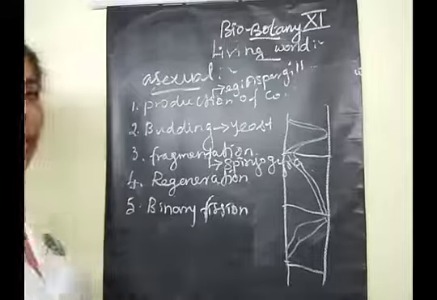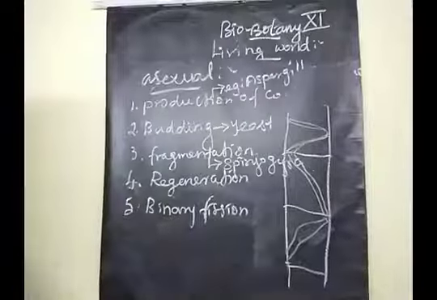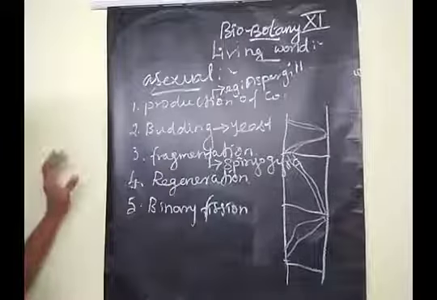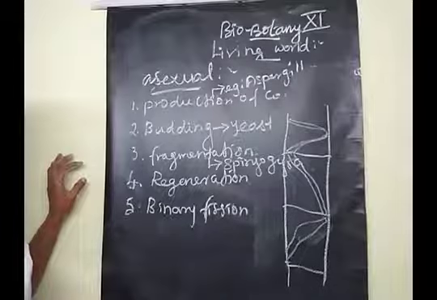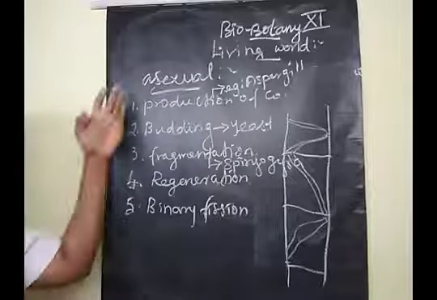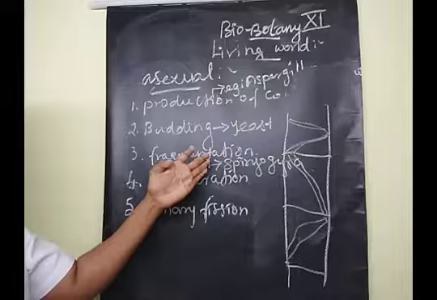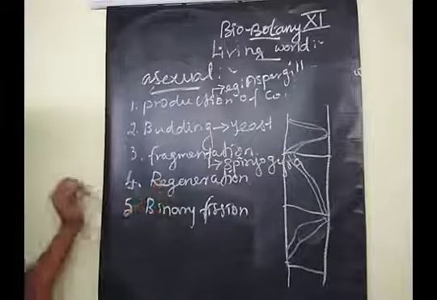Spirogyra. Clear, children? Some more species are available in this condition, fragmentation: Oedogonium. These are the species that come under the asexual type of reproduction, fragmentation.